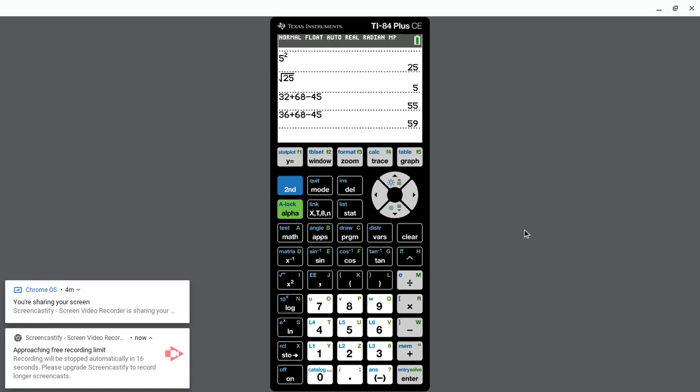So these were just some calculator basics that you'll need to know. Just reach out to your math teacher if you're needing more help.